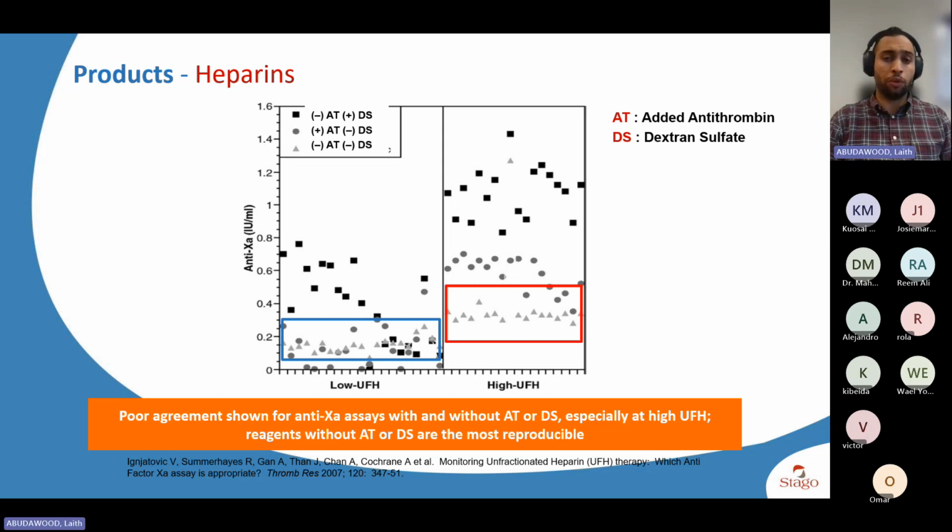Then why do the manufacturers of the anti-Xa kits add dextran sulfate? The reason is this will help in cases where platelet factor 4 is released in the plasma of the patient. Dextran sulfate will basically reduce the effect of platelet factor 4, which neutralizes heparin in the sample, making it look like it's lower than what it is actually in vivo. However, this backfires in many cases, as I have just explained. And there's a lot of evidence to support that. It's not just evidence from Stago. There's a lot of literature to support what is mentioned here.